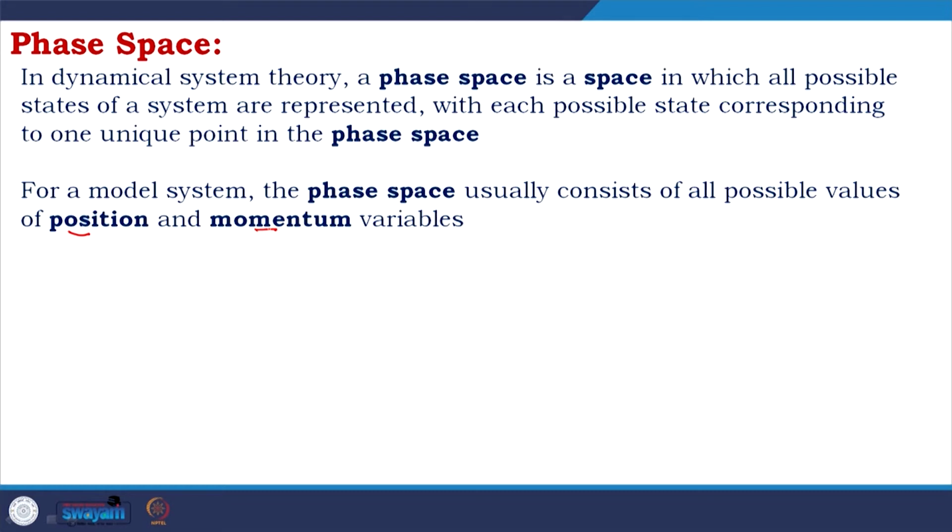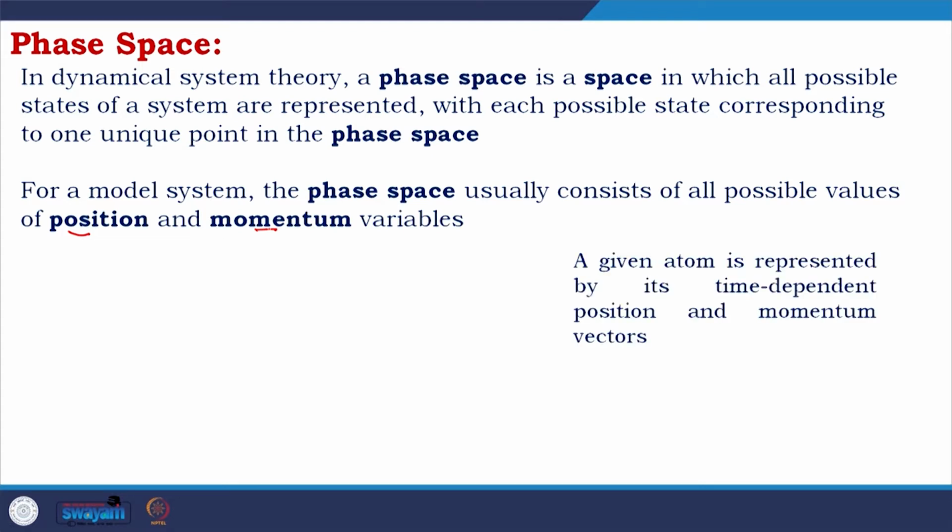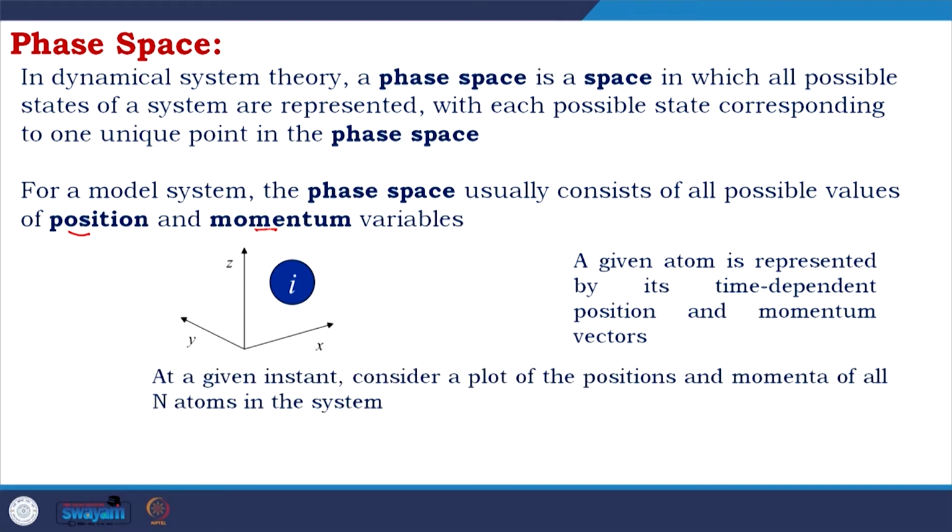So, what should be the starting one? A coordinate, which we have already discussed. Let us look at a model. A given atom is represented by its time dependent position and momentum vectors. This is the ith atom. At a given instant, consider a plot of the position and momenta for all the N atoms in the system.